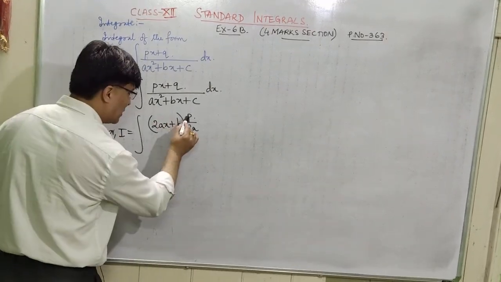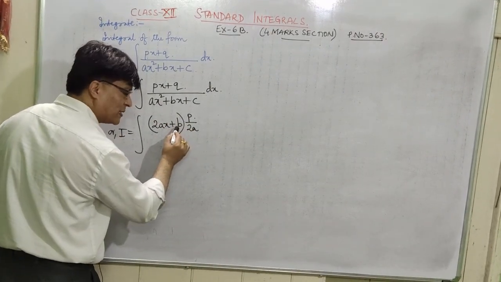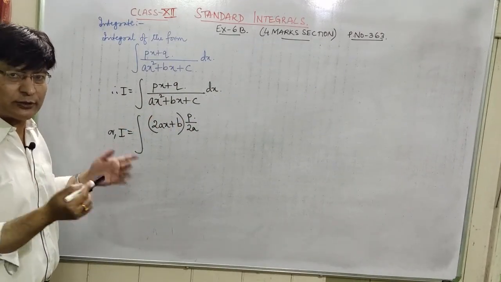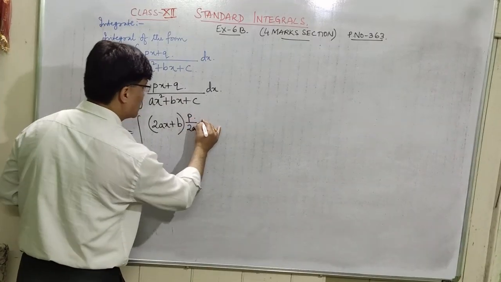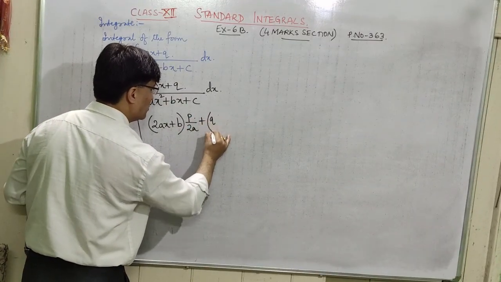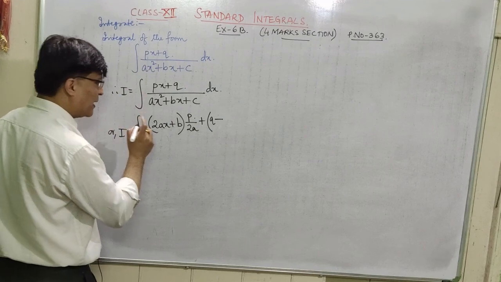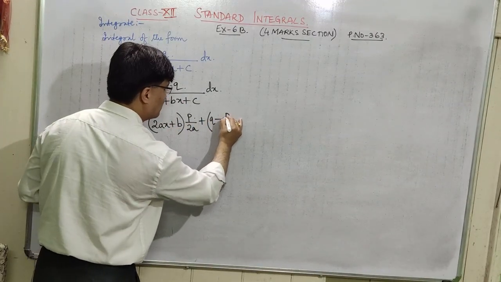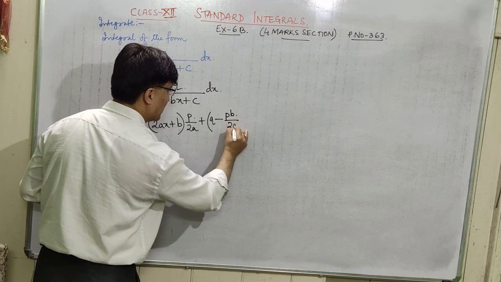But if you multiply p by 2a by b, what do we get? pb by 2a. Is there pb by 2a? No, we don't have it. You have to subtract it. First you write q, plus q is there, and minus, what will you write? Since pb by 2a is not there, you have to subtract it. So it is pb divided by 2a.